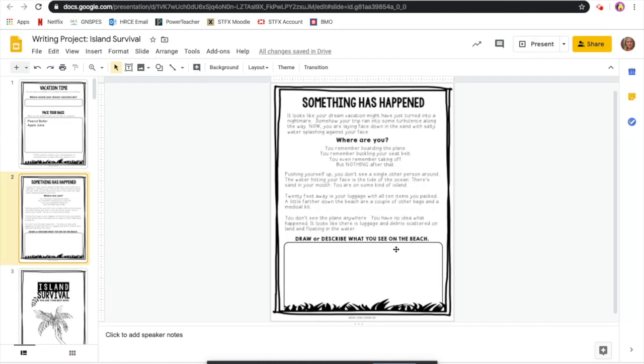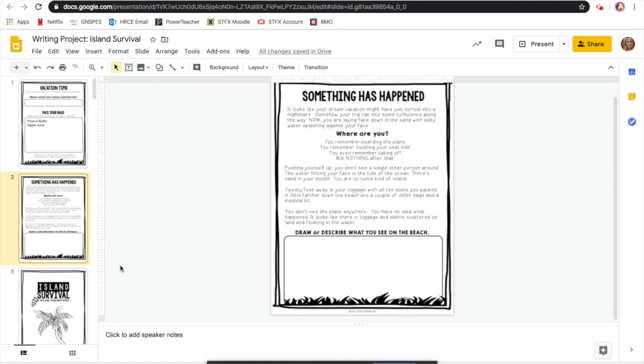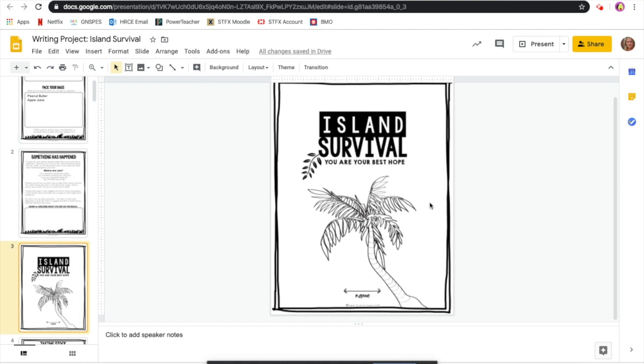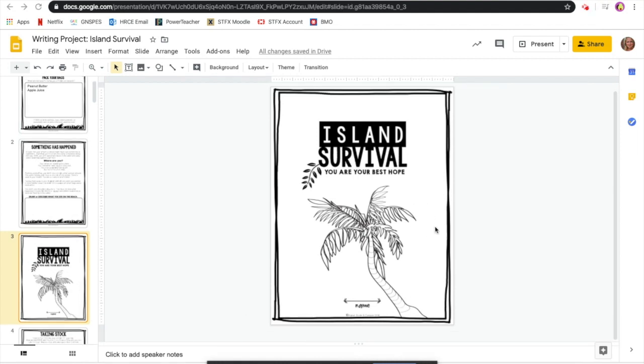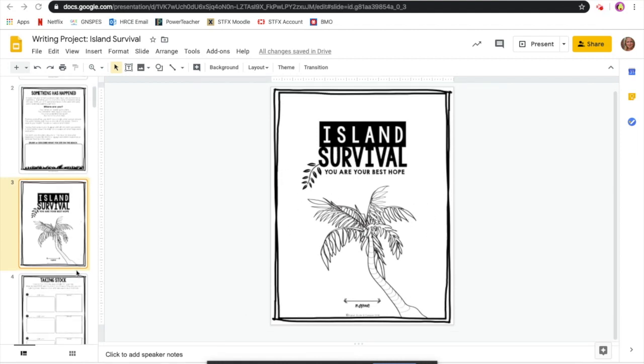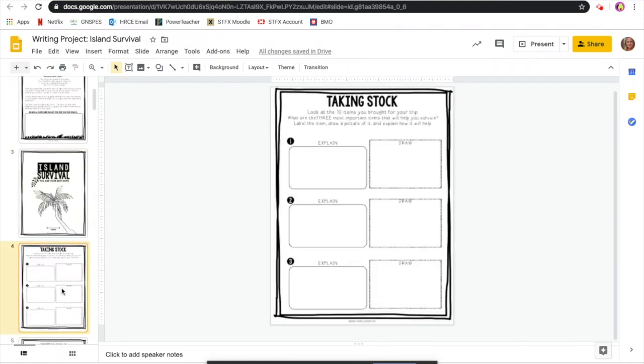So, this project is all about you being stranded on the island, and you're investigating this new island that you've ended up on. So, this is when our project actually begins. You are going to go through each worksheet and complete what it is asking you to do, okay? Please make sure that you read the little blurbs at the top because that'll probably answer any questions that you might have. So for example, this one says taking stock.